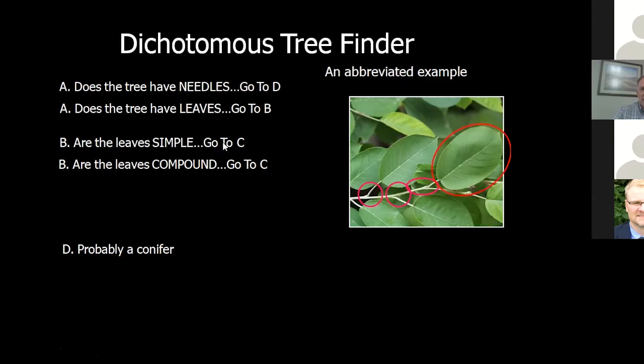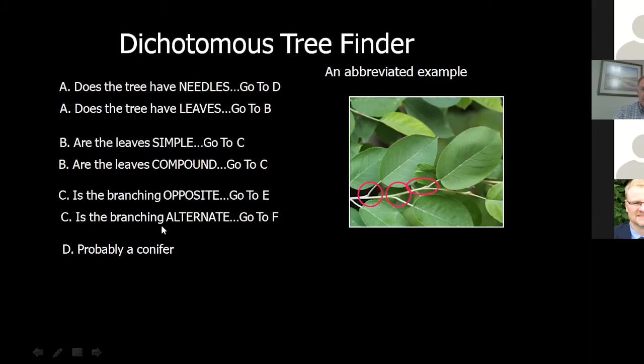So this is a simple leaf. It says go to C. In fact, it says go to C for both of them. Now it says opposite or alternate. Going back through here, you can see that we are alternating as we go up the stem.